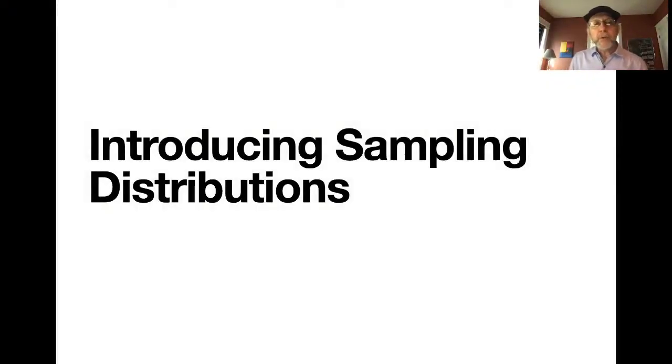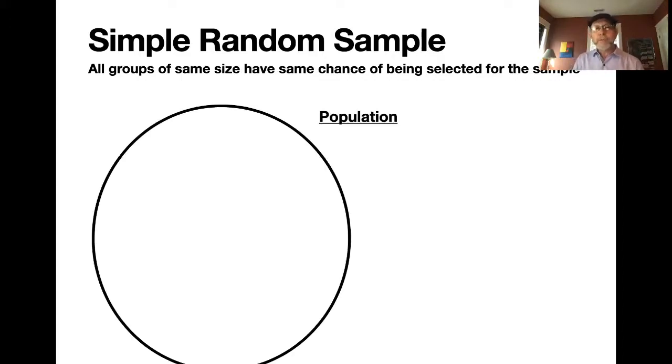So introducing sampling distributions. This is going to be kind of a conceptual set of slides, and then we'll move over to our SALT tool and take a look at some examples. Let's first think about the idea of a simple random sample. So the idea is that all groups of the same size have exactly the same chance of being selected for the sample. So we start out with some population consisting of all individuals that we'd actually like to observe.